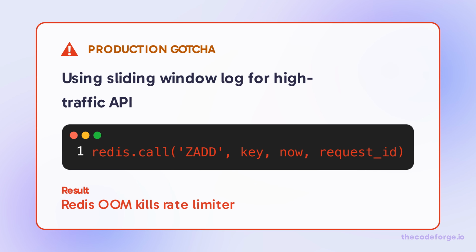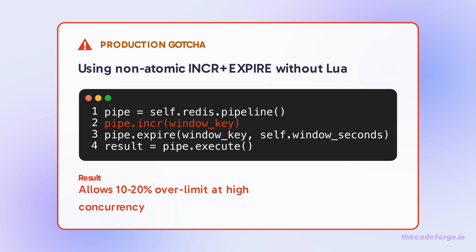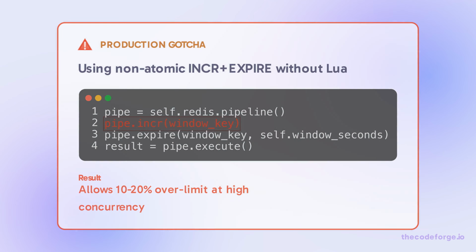For high-traffic APIs, sliding window log consumes too much memory. At 1,000 QPS, a 60-second window stores 60,000 entries per key, which can quickly exhaust Redis memory. At high concurrency, 2 threads can read the same count and both increment, allowing more requests than the limit. Always use a Lua script to make the increment and check atomic.